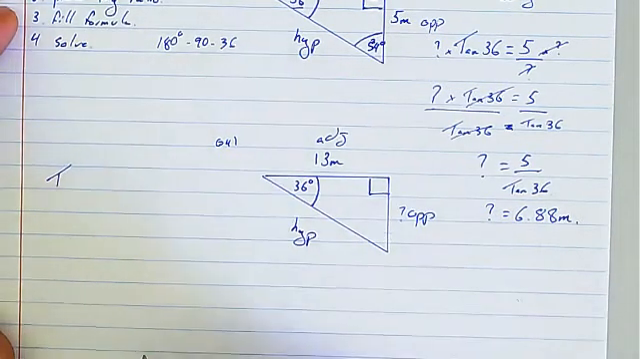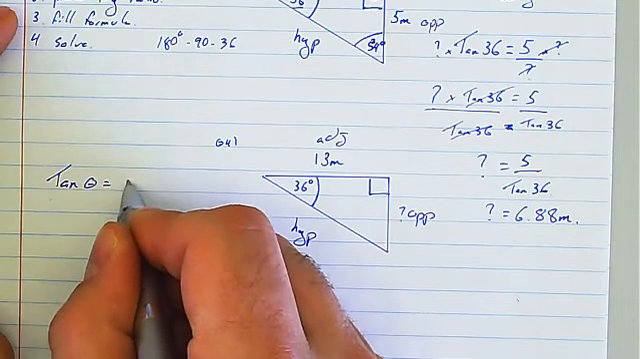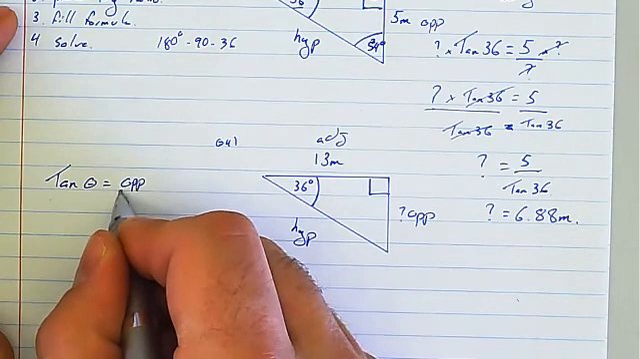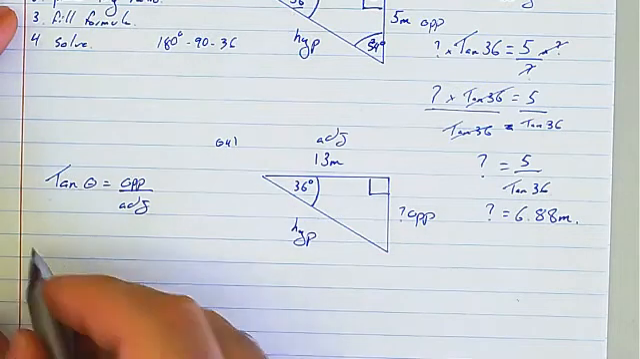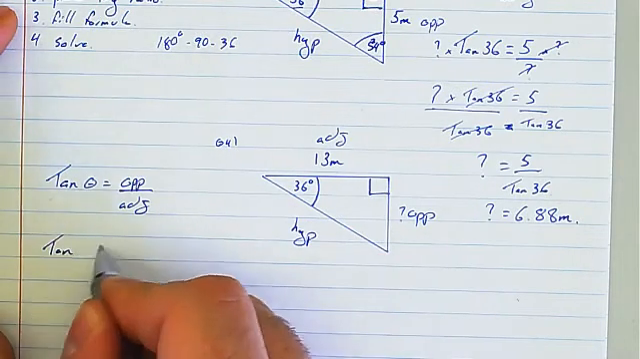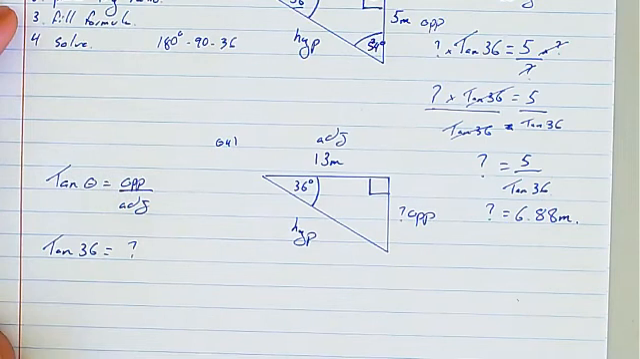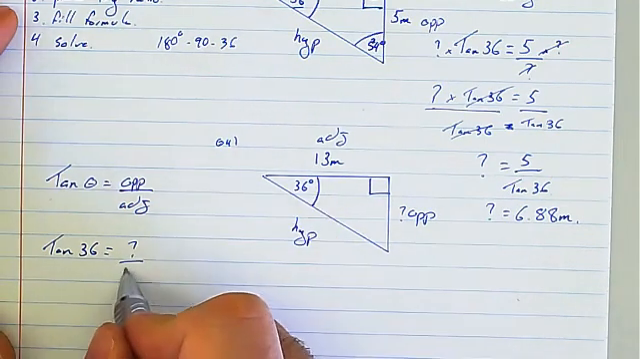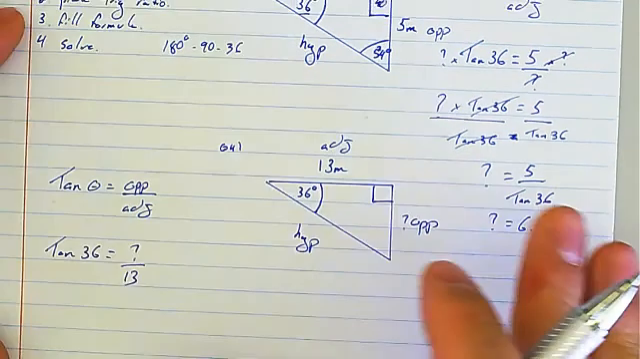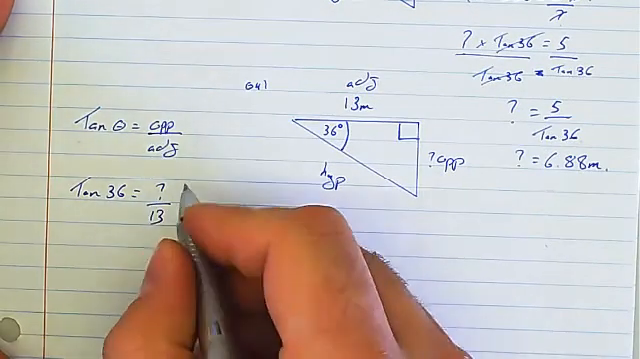I'm going to pick a trig formula. I still know I'm going to use tan, just because I know the adjacent, trying to find the opposite. So again, tan theta equals opposite divided by adjacent. And I now fill it in. Tan theta, but my theta is 36, equals the opposite, which we do not know, divided by the adjacent, which is 13.